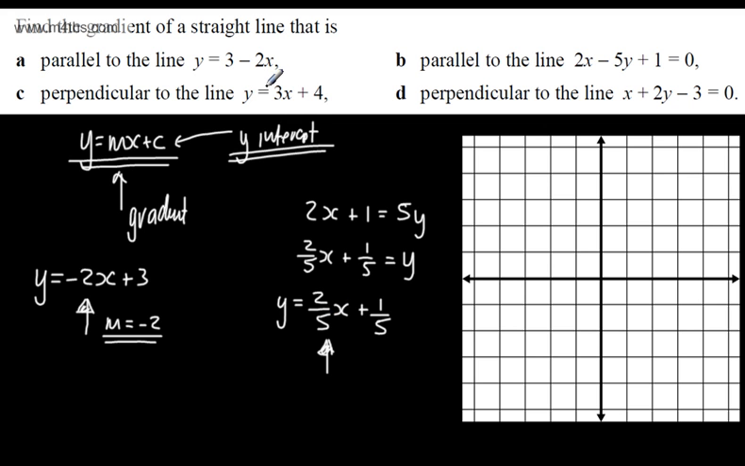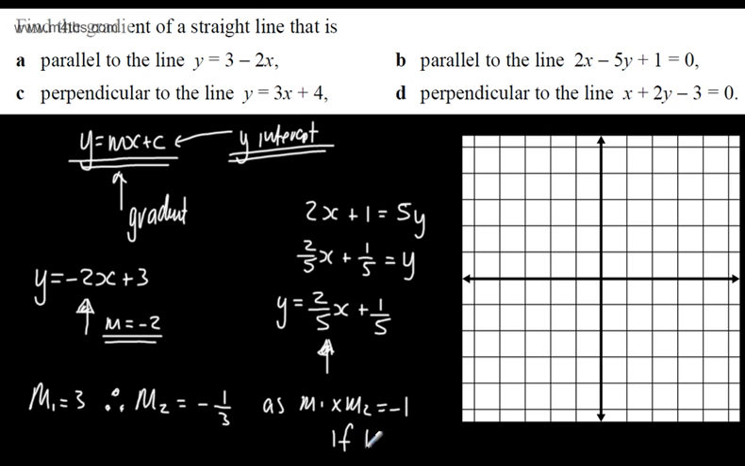If we look at this one, we want a line perpendicular to this one. The gradient here is 3, so the perpendicular, I'm going to write m1 is going to be equal to 3. We can therefore say m2 will be equal now to -1/3. And I'm going to write now m1 multiplied by m2 will be equal to -1 if perpendicular.